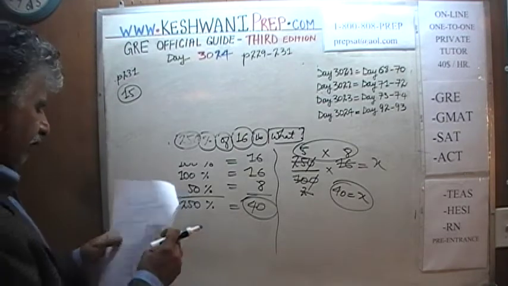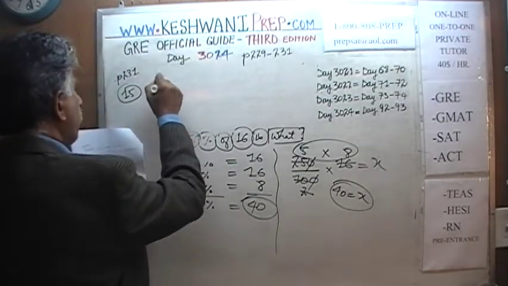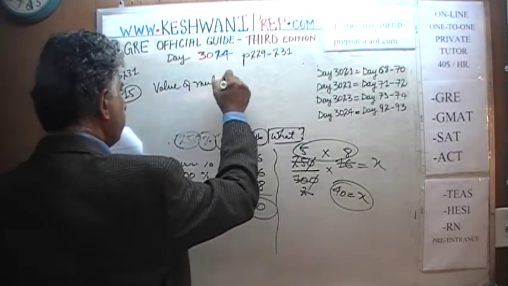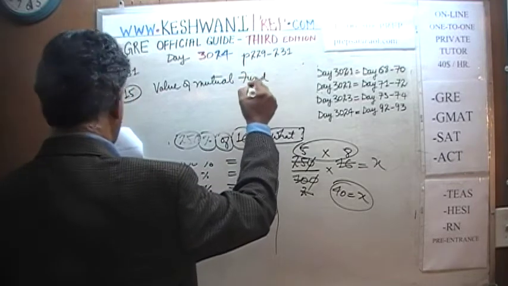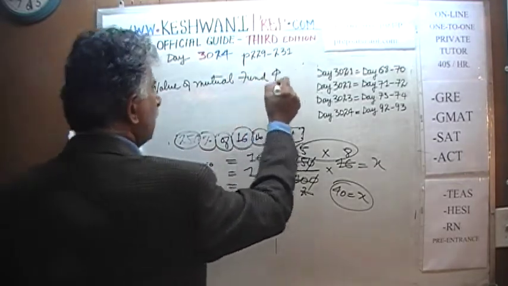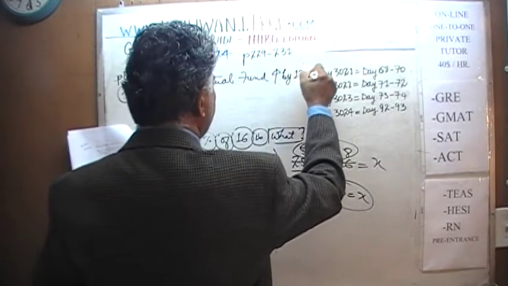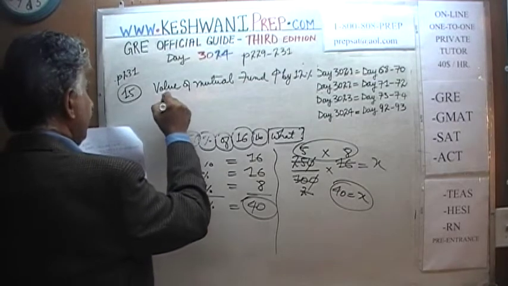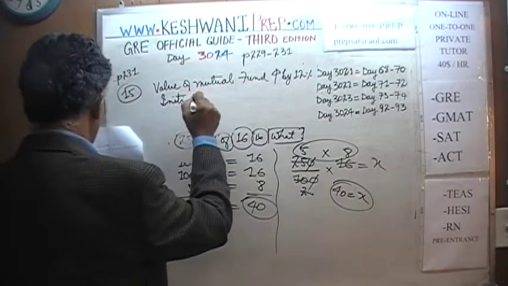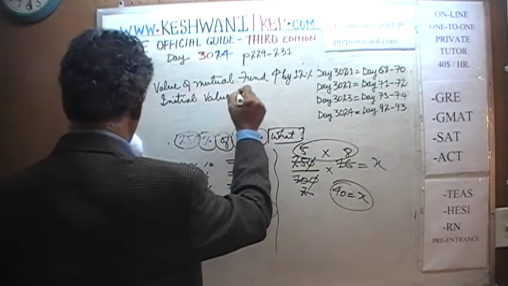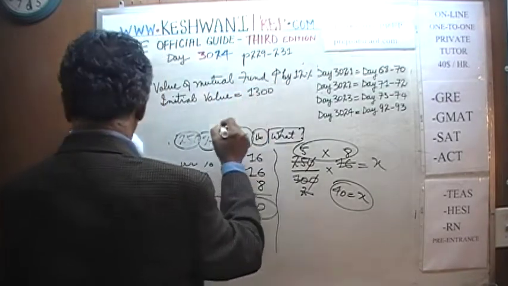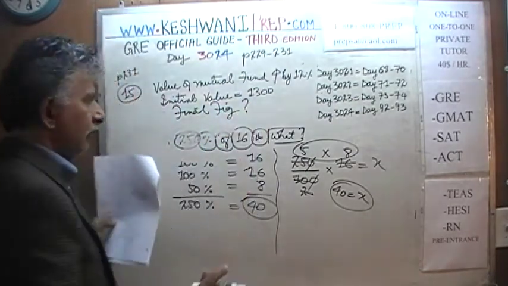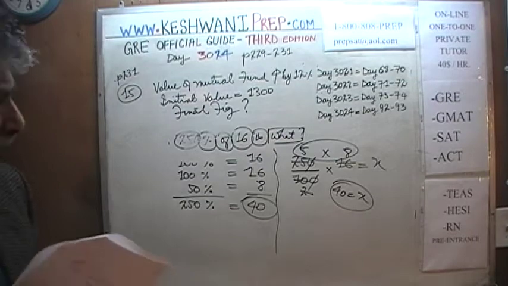It says that the value of a mutual fund went up by 12%. The value of the mutual fund went up by 12%, and we are told that the initial value was 1300. The question simply is, what's the final figure? Let's find out, shall we?